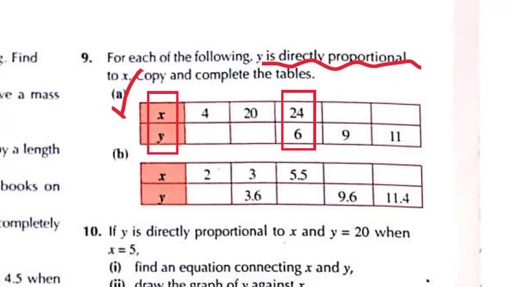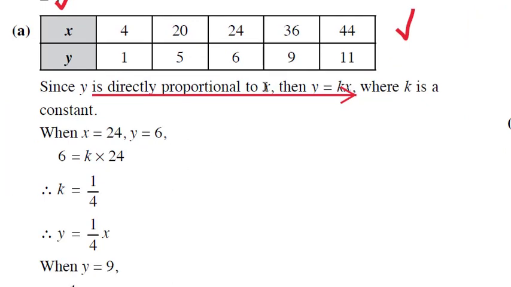So by using these two values, we may get the connecting equation of x and y. Let's do it. Employ all the values: 6 equals k into 24. Then k equals 6 over 24, or 1 by 4. And then you will get the equation y equals 1 by 4 x.